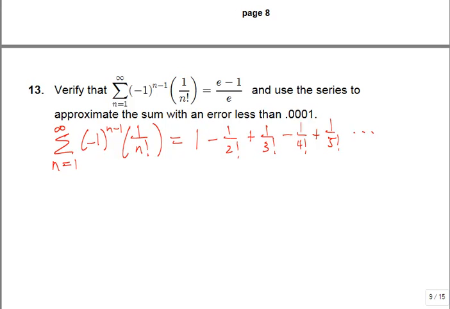Now keep in mind, this should look vaguely familiar. It's kind of like our e to the x series, and you see some e's here, so that's kind of a hint. We know that e to the x is the sum from 0 to infinity of x to the n over n factorial. So that would just be 1 plus x squared over 2 factorial, plus x to the 3 over 3 factorial, and so forth.